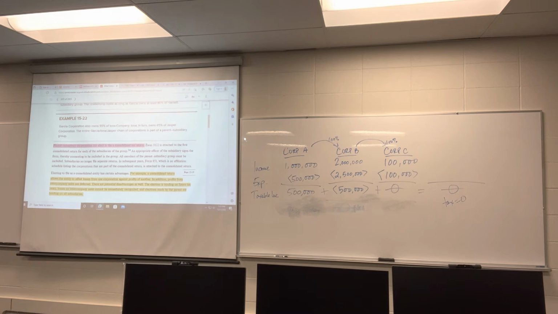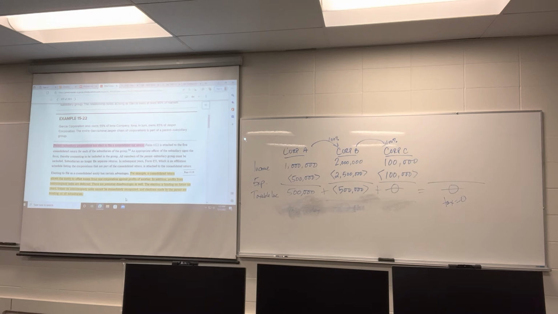File one, and then they've got to attach this form 1122 to indicate that they are consolidating this tax return. Okay. There are a couple of potential disadvantages. It is binding on all future tax years, so once you do it once, you've got to do it forever. Losses on intercompany sales cannot be immediately recognized.